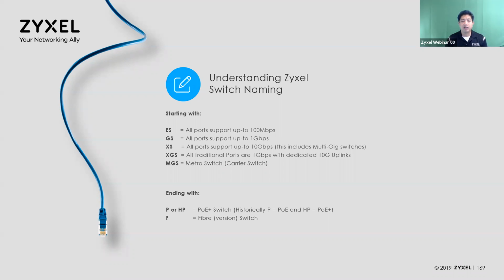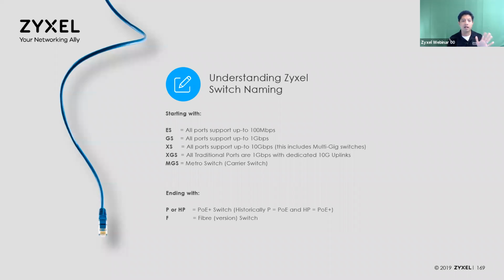XS is a switch that is 10 gig or multi-gig. The X just stands for the Roman numeral 10. So those are all dedicated 10 gig or multi-gig ports. XGS is kind of a hybrid. It's a gigabit switch by nature, so all of the traditional ports, your copper, your fiber, whatever it may be, are gigabit, but it has dedicated 10 gig uplinks, either SFP+ or copper in some cases.